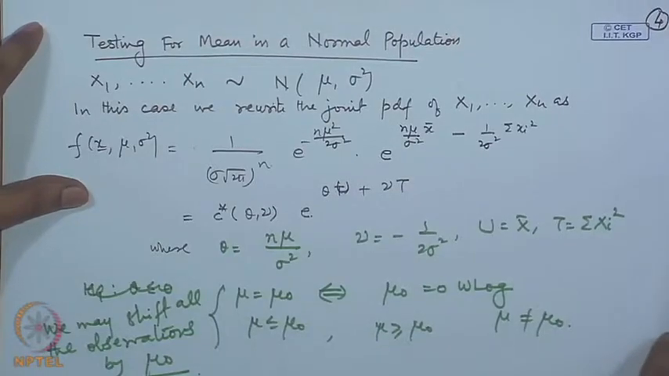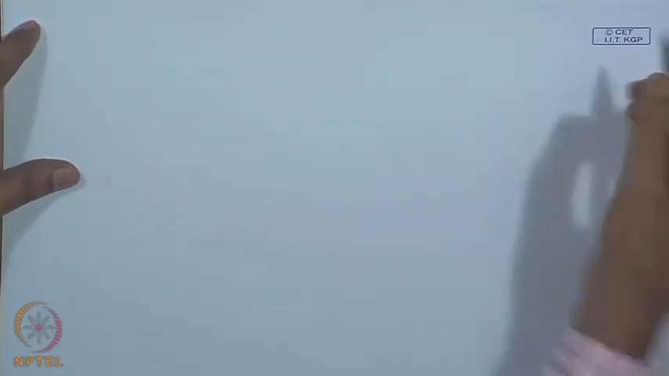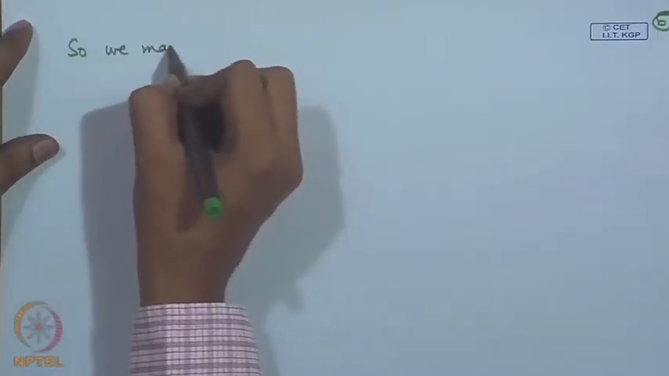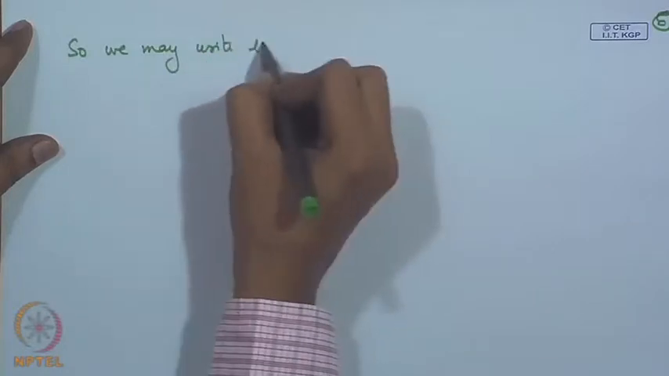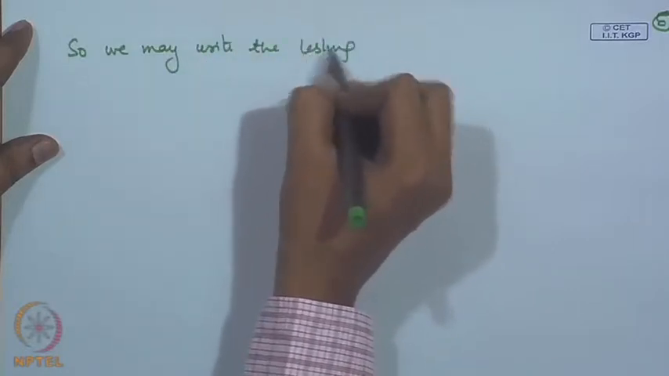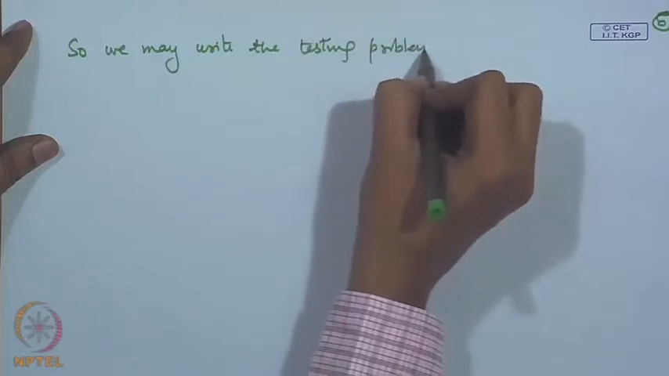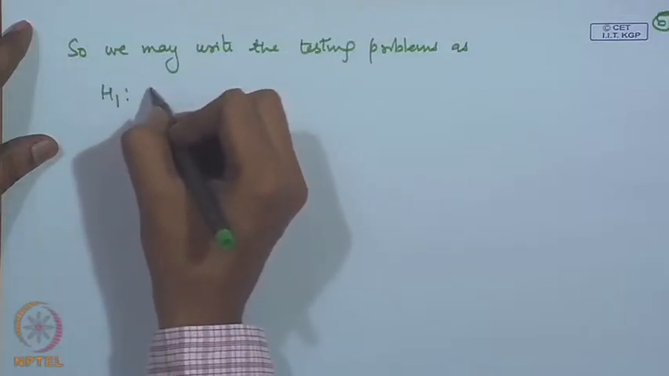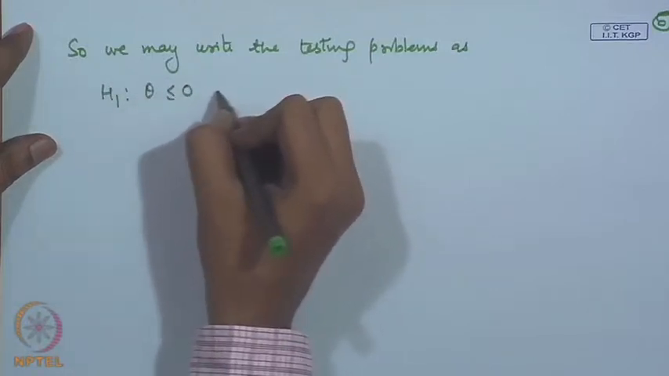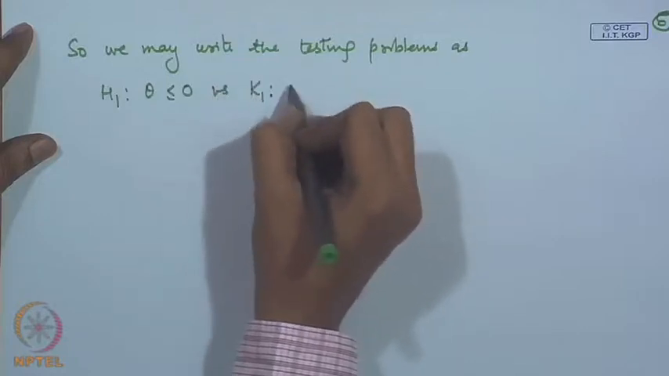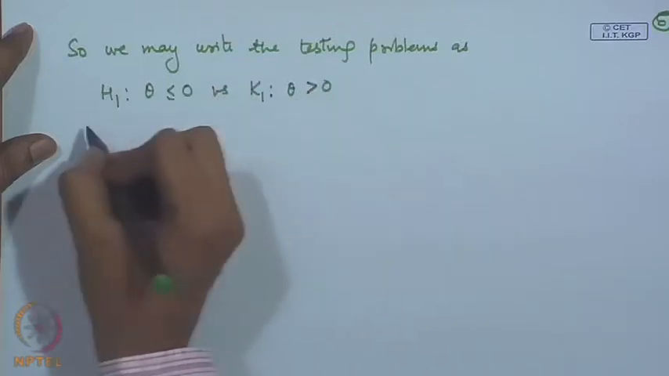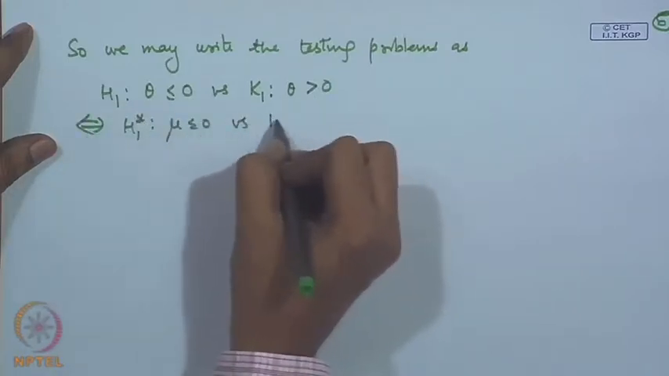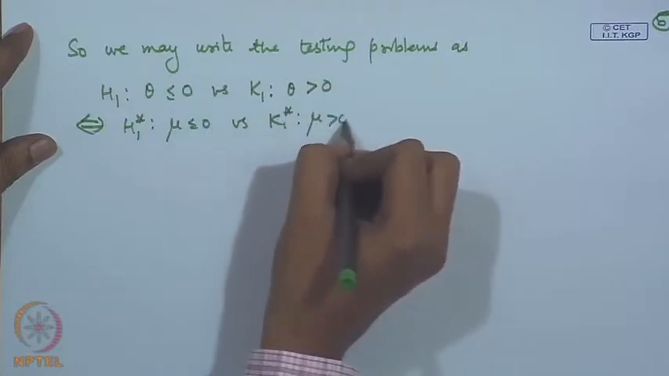So, my testing problem can be written as follows. For example, if I am looking at H1: theta less than or equal to 0 versus K1: theta greater than 0, then this is equivalent to H1 star: mu less than or equal to 0 versus K1 star: mu greater than 0.